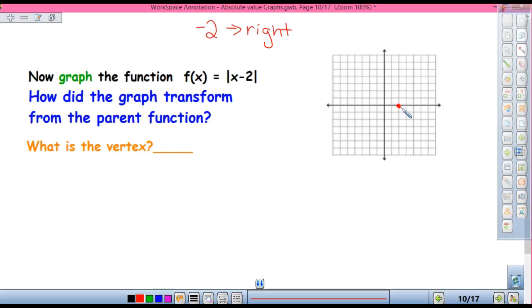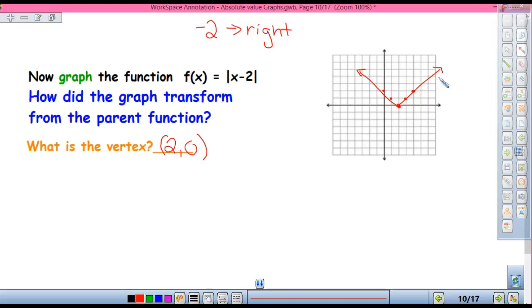Okay, so now what's my vertex? 2, 0. Because there's not a plus anything out here, right? So that's where we get our 0 from. And then since there's nothing in front of my absolute value, I do what? Up 1 over 1 on both sides. And now I have a V. This time it was translated, if we use that word, translated to the right 2, okay?